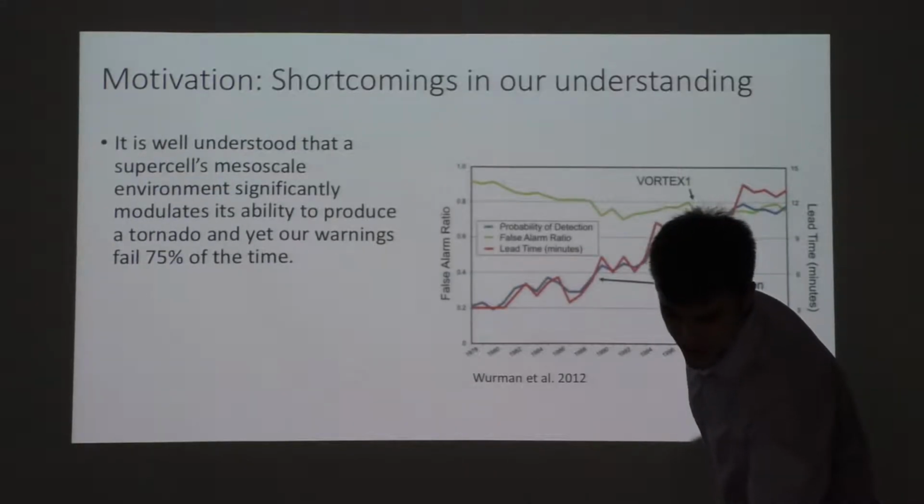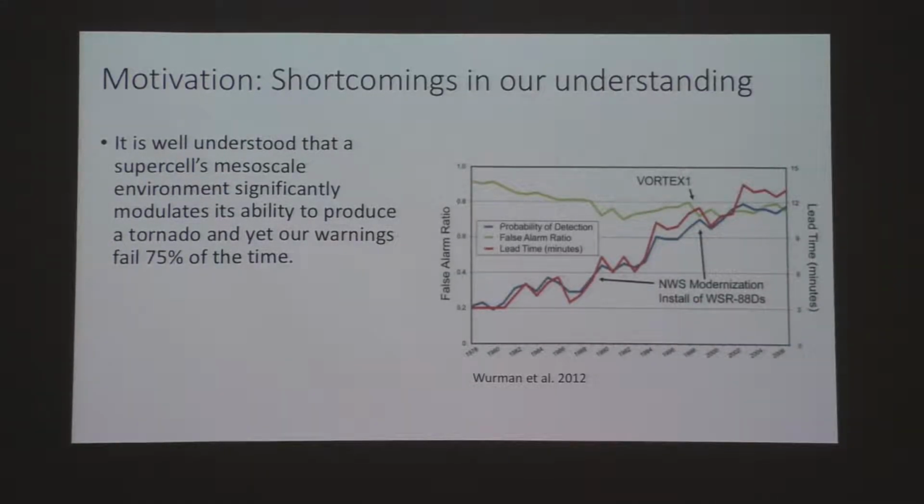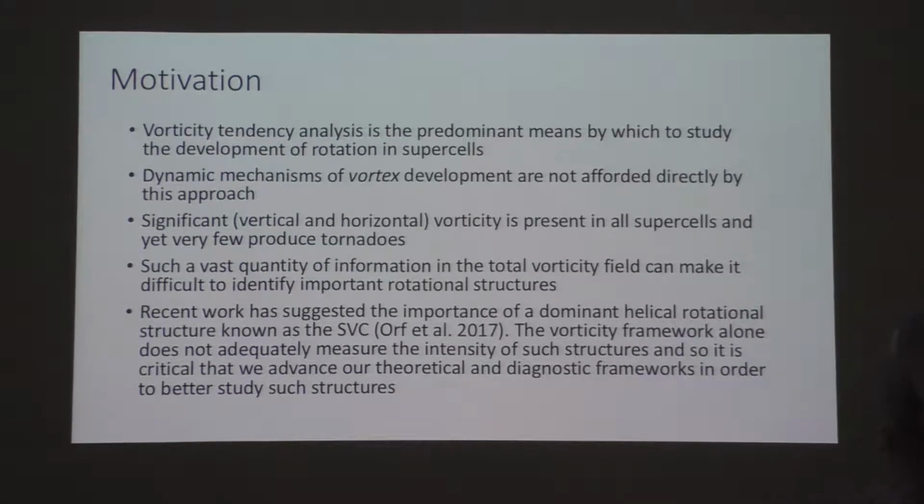So, motivation for the recent Ph.D. work. Broadly speaking, during the last 30 to 40 years, our lead time for tornado genesis in supercells and our probability of detecting them has improved fairly steadily with the introduction of the WSR-88D network and its subsequent improvement. However, our false alarm ratio, which is the ratio of the number of times our tornado warnings are unsuccessful, has remained fairly steady at about a 75% failure rate. And seeing as only 25% of supercells actually produce tornadoes, the rate is not great.